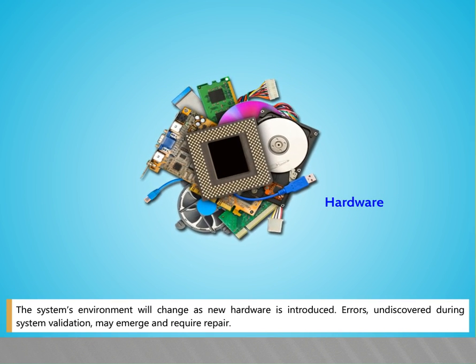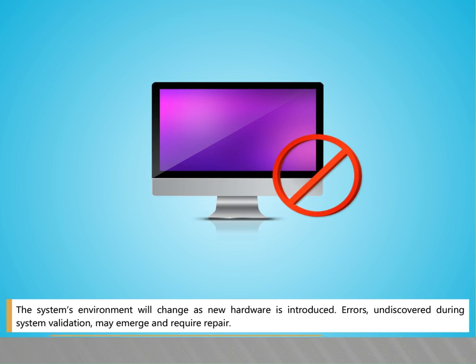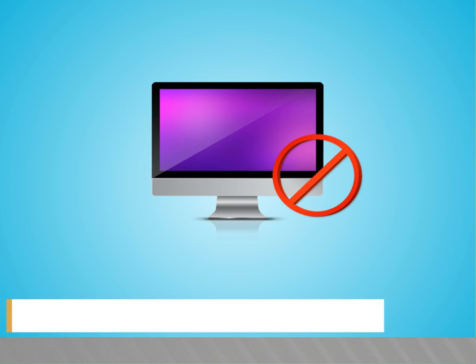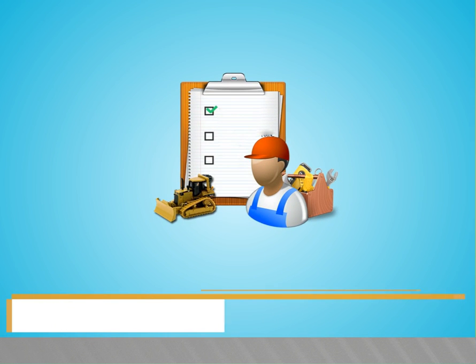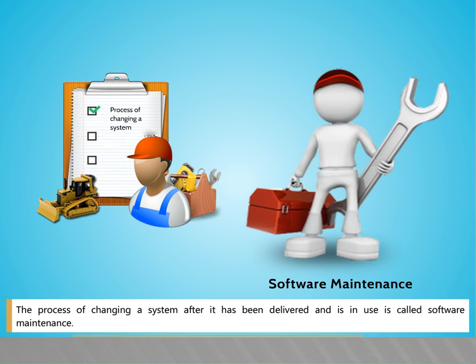The system's environment will change as new hardware is introduced. Errors undiscovered during system validation may emerge and require repair. The process of changing a system after it has been delivered and is in use is called software maintenance.